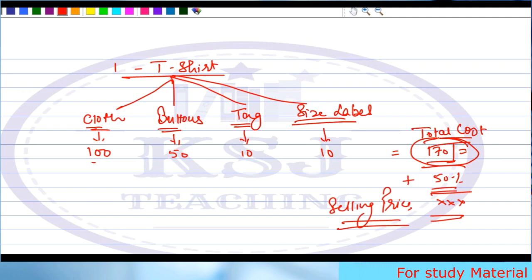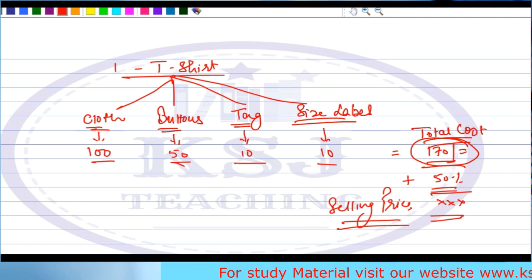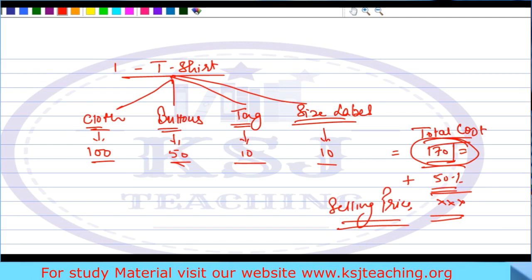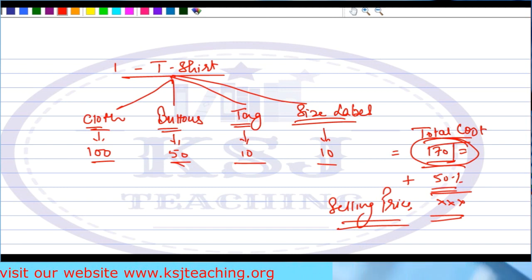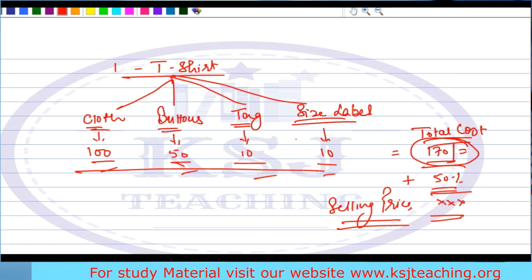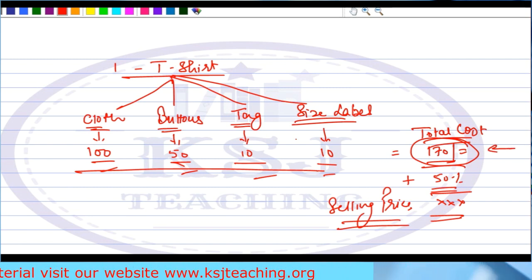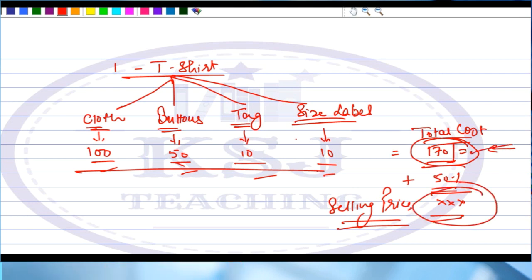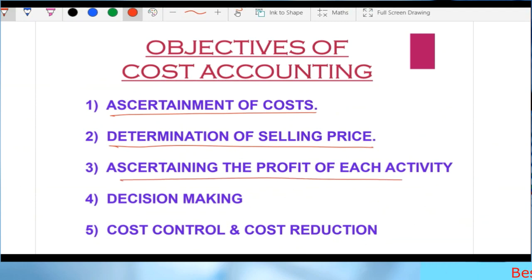If you are not writing these costs in your books, then by the end of the year you will not remember, right? Your brain is not a ledger. After 1 year, you will not remember what was the price of the cloth, buttons, tags, until and unless you write all these things in proper books of accounts. You will not remember this, and you will not be able to identify this 170 rupees, right? If you are not able to identify this total cost, you will not be able to set the selling price of your product. Is that clear?